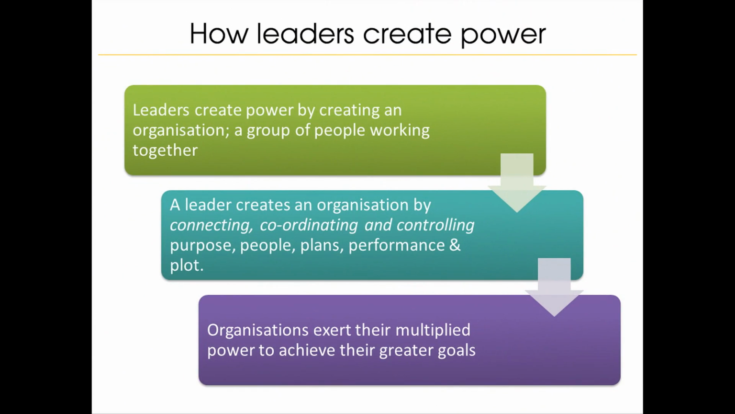Well, we need to remind ourselves of three things. First, your power flows from your organization. And the way that you do that is by connecting, coordinating, and controlling the elements that we've talked about over this learning journey. In other words, you build an organization by combining the ideas of purpose, people, plans, performance, and plot. That's how you build an organization. And by doing those things, by connecting, coordinating, and controlling those 6 elements, you are able to build an effective organization. The reason why you want to do that is that the organization becomes a force multiplier.